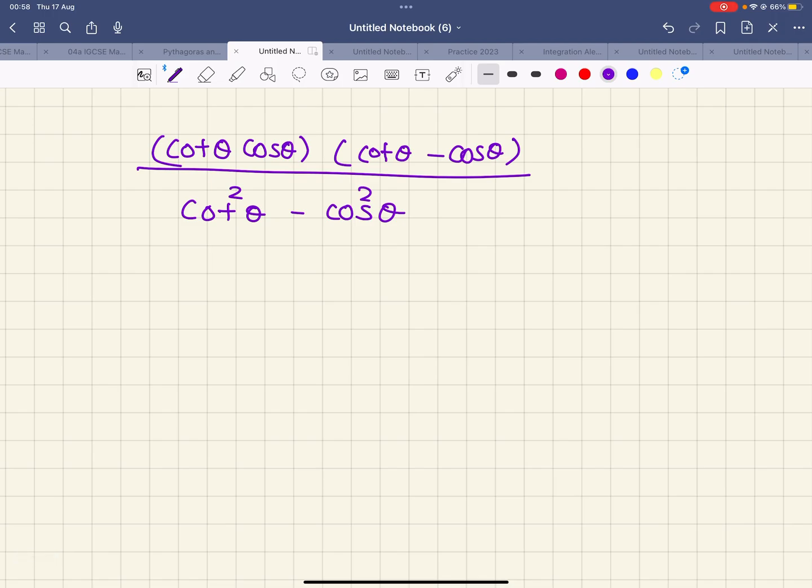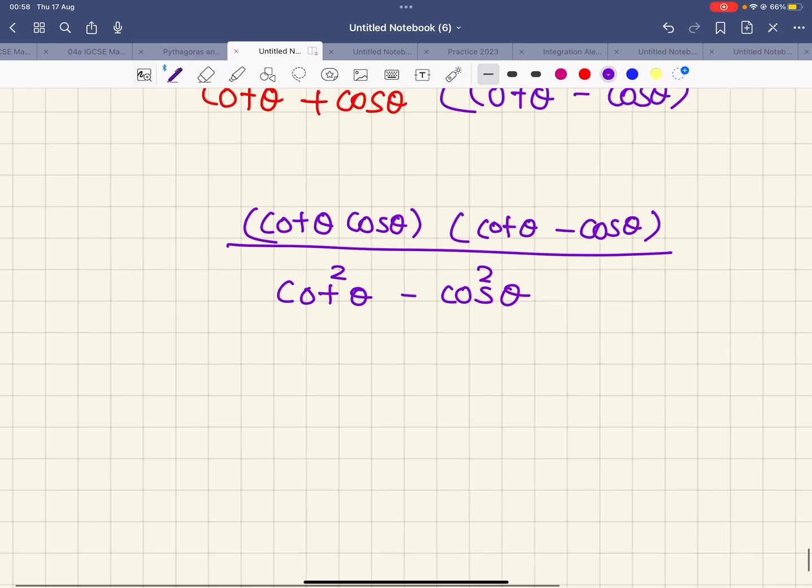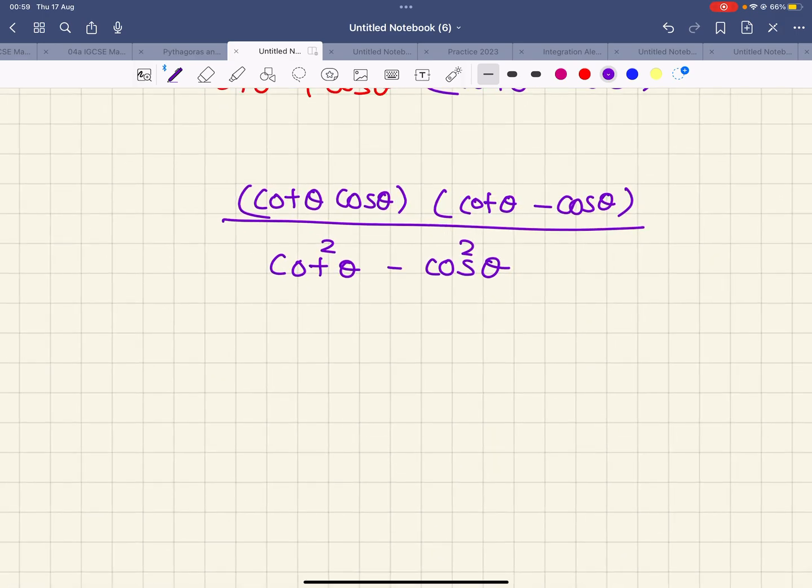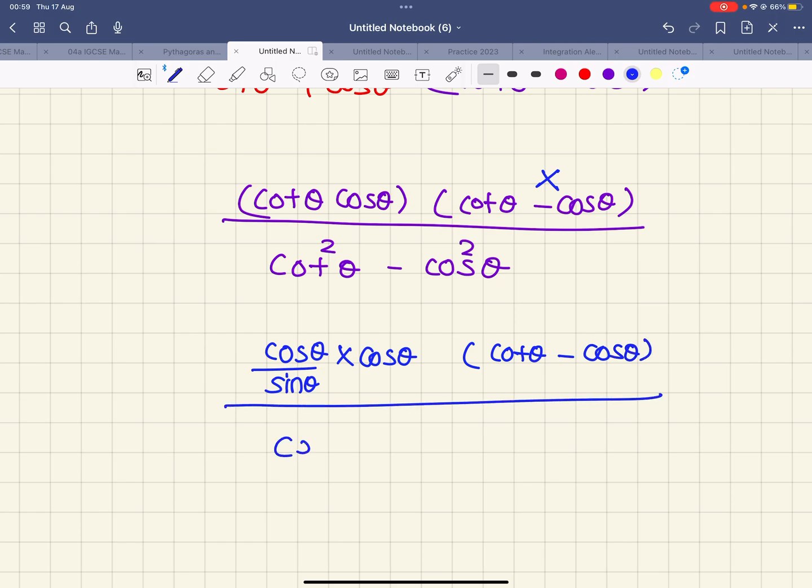And in order to simplify this, what I'm going to do is, cot squared minus cos squared, can I change everything to cos and sine? So I'm not going to do anything to this term, just going to leave that as is, but I'm going to change these ones. So cot is cos over sine, and then times it by cos, and then that stays as is. And then here I've got cos squared theta over sine squared theta minus cos squared theta.